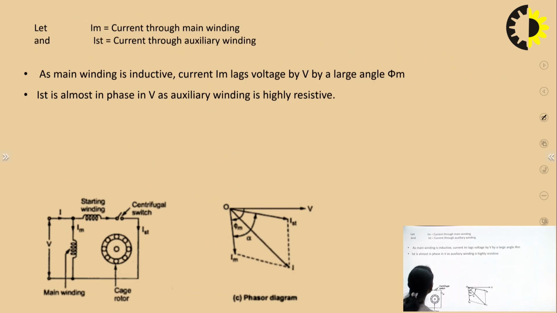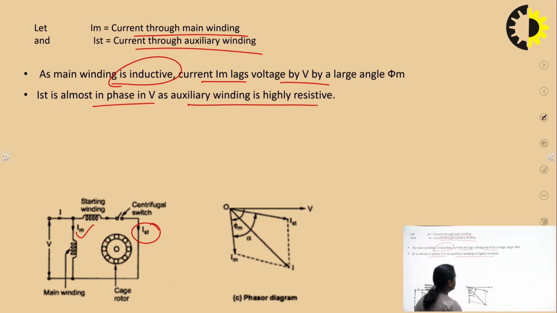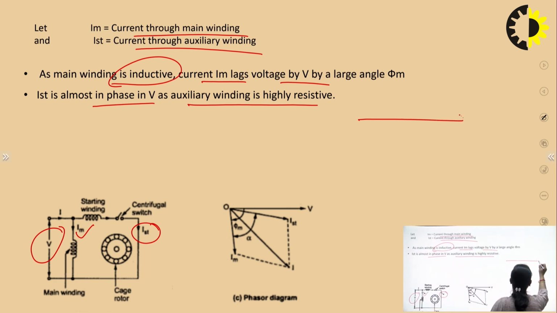Now let IM be the current through the main winding, and IST the current through the auxiliary winding. As the main winding is inductive, the current will lag voltage V by a large angle phi m, because it is not purely inductive but more inductive. And IST will be almost in phase with V, as the auxiliary winding is highly resistive. For drawing the phasor diagram, first we take V as the reference line. The phasor diagram is drawn here, but I will draw it again to explain it.